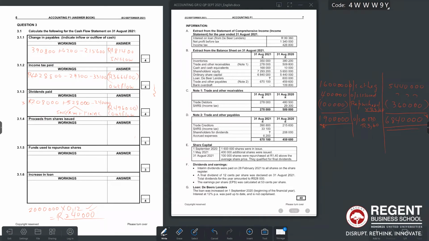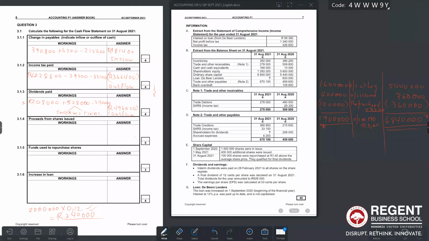Now there's only one figure missing in the ordinary share capital note. So now work backwards, work in reverse. Take 6,840,000 plus the 360,000 minus the 5,440,000. And that will give you the 400,000 ordinary shares that were issued. Work that out. What do you get?